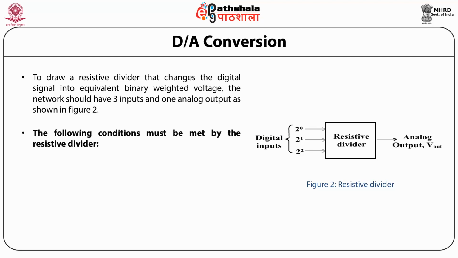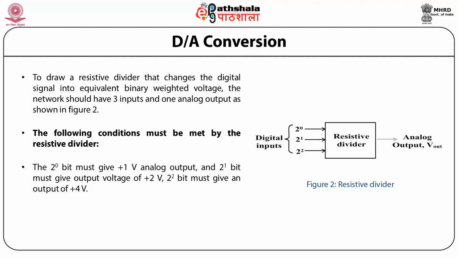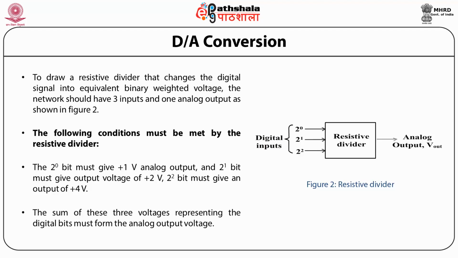The following conditions must be met by the resistive divider. First, the 2 raised to power 0 bit must give plus 1 volt analog output, and 2 raised to power 1 bit must give output voltage of plus 2 volt. Similarly, 2 raised to power 2 bit must give an output of plus 4 volt. The sum of these 3 voltages representing the digital bits must form the analog output voltage.